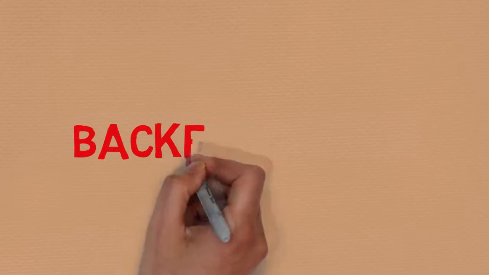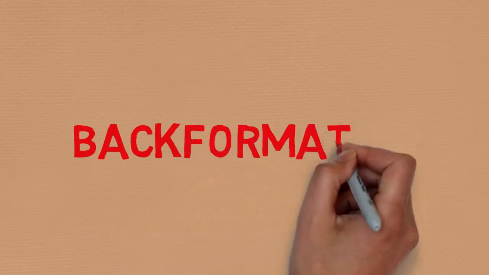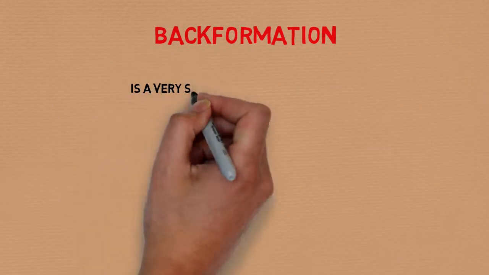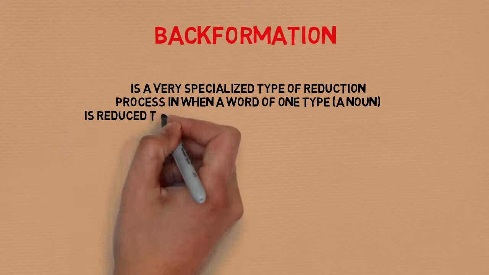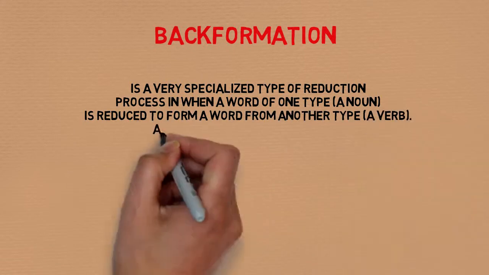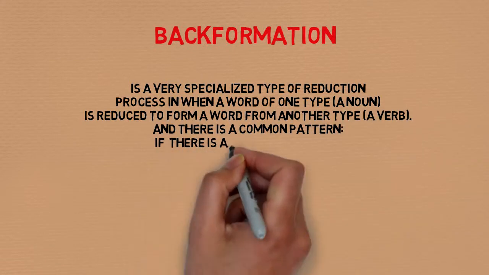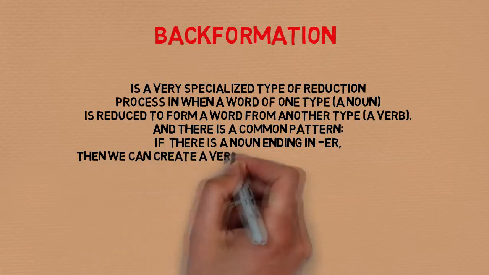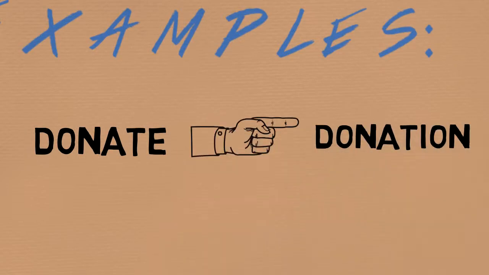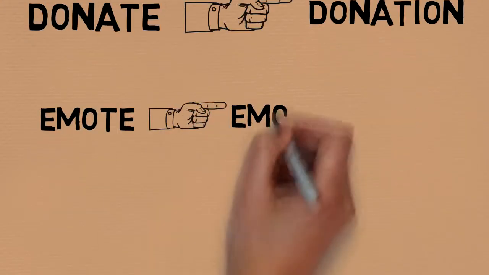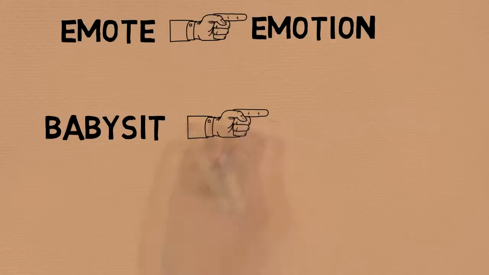Back formation is a very specialized type of reduction process in which a word of one type, a noun, is reduced to form a word of another type, a verb, and there is a common pattern. If there is a noun ending in er, then we can create a verb from that, what the noun er does. For example, donate from donation, emote from emotion, babysit from babysitter.